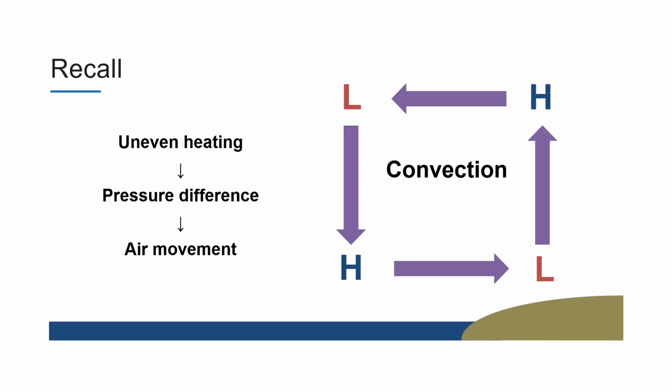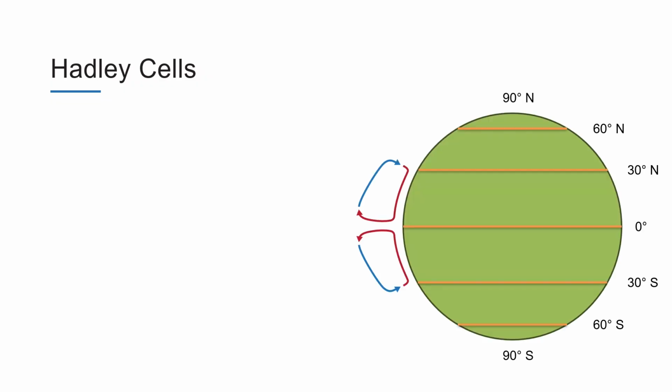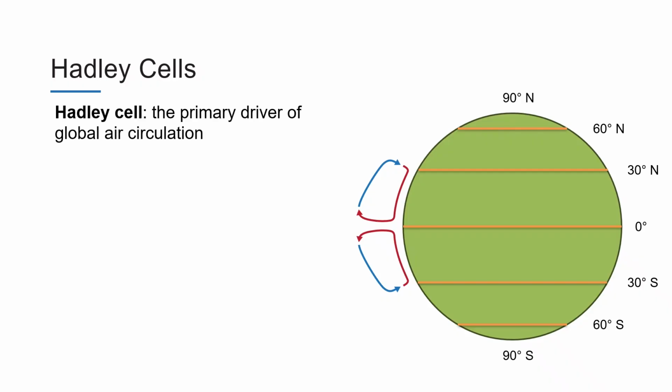And this is a really similar system to what happens at a much larger scale with global convection cells, these cycles of rising, flowing, and sinking. There are three major convection cells that move air around in the atmosphere. We're going to go in order of significance or strength, starting with Hadley cells. These are the primary or main driver of global air circulation.